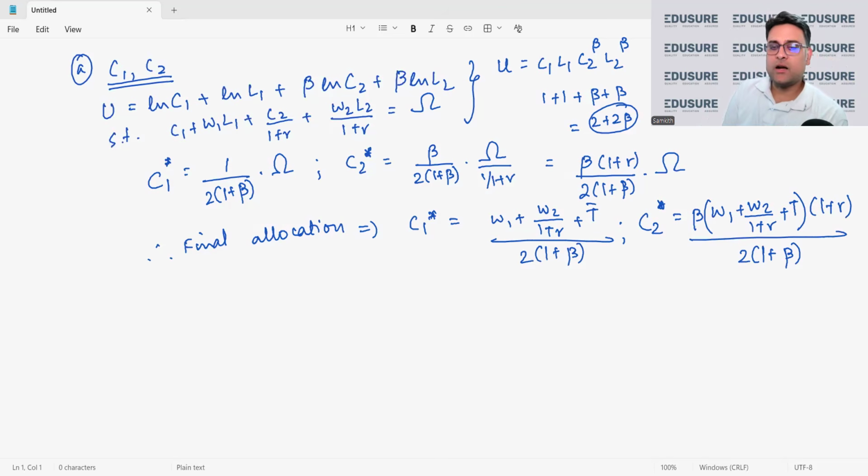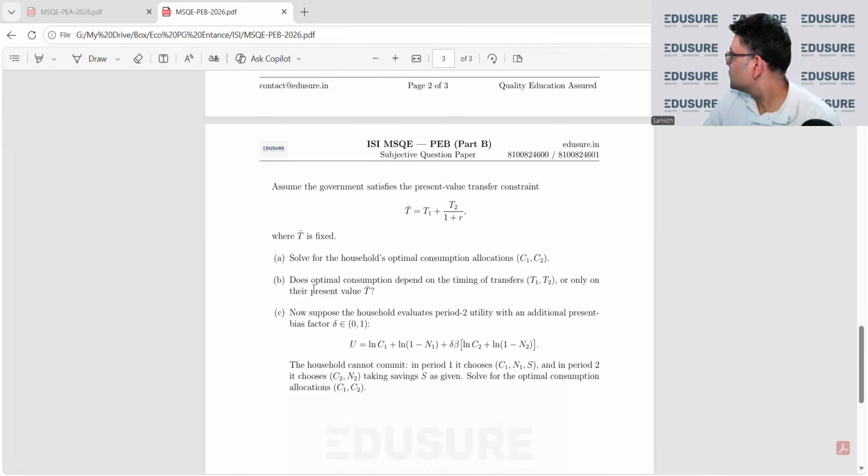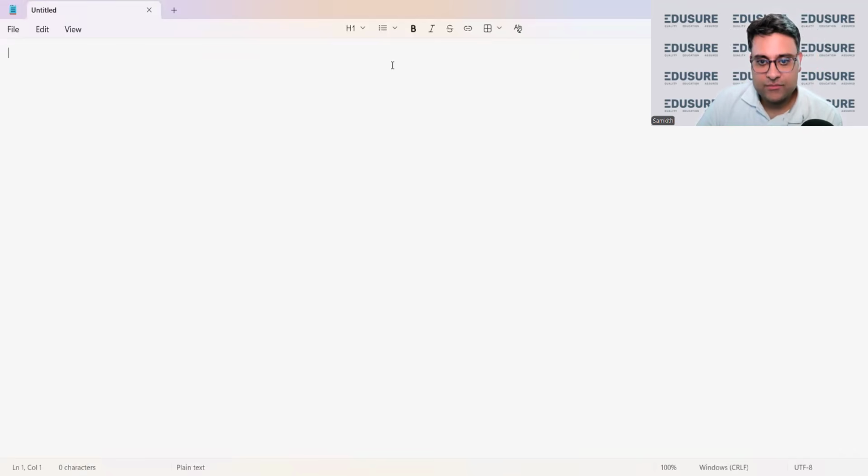Okay, this is part A. Now this is my C1 and C2. Now what is part B? Does optimal consumption depend on the timing of transfer T1 T2 or only on their present value? We saw that it is depending only on the present value. So what is the reason for that? We'll have to tell. So what is the answer to B?